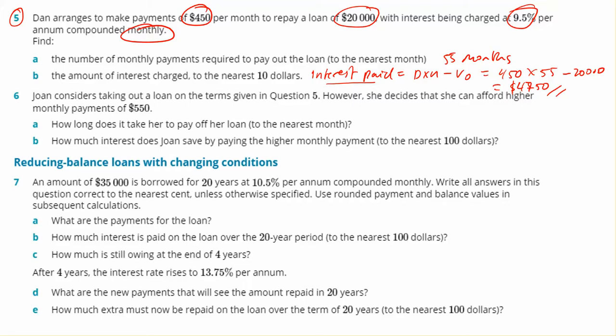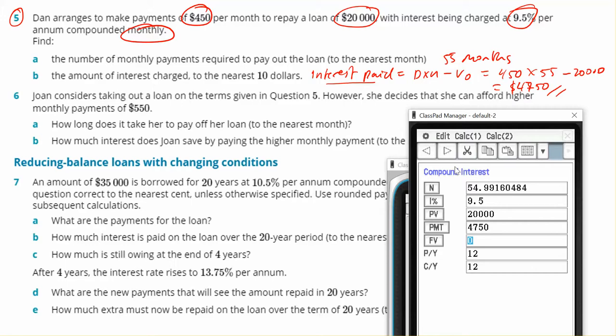Now, question 6, Joan considers taking a loan on the terms given in question 5. However, she decides she can afford higher repayments of $550. How long does it take to repay the loan? Okay, so we're going to use the data from question 5. I'm trying to calculate my N. My payments are now $550. So let's work out how long it takes to pay the loan. It rounds to the nearest month, so it's going to only take you 43 months. You round normally, nearest means normally, so it's nearer to 43. So 43 months.